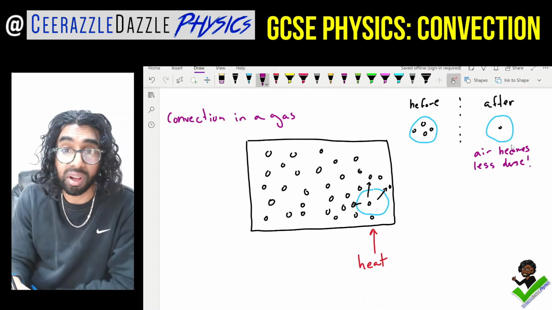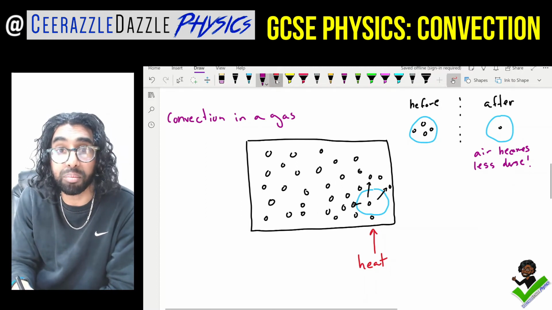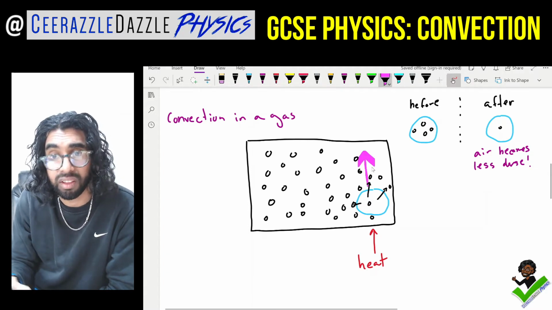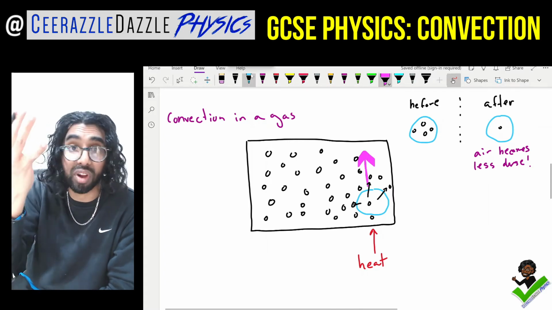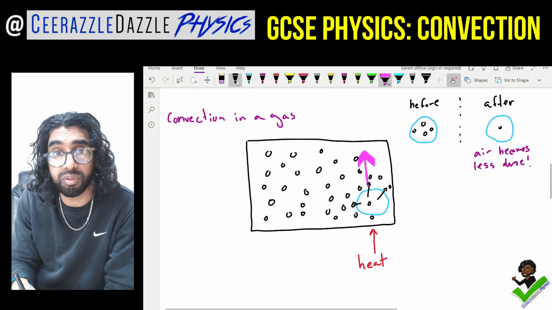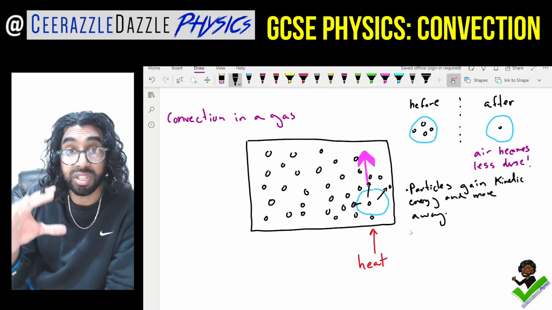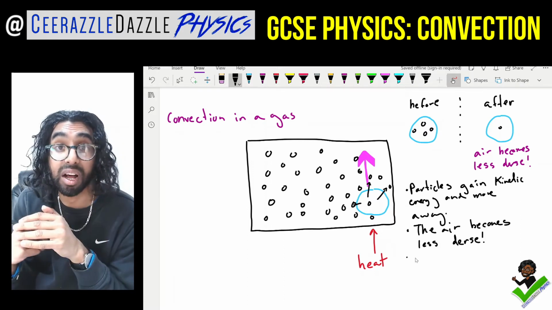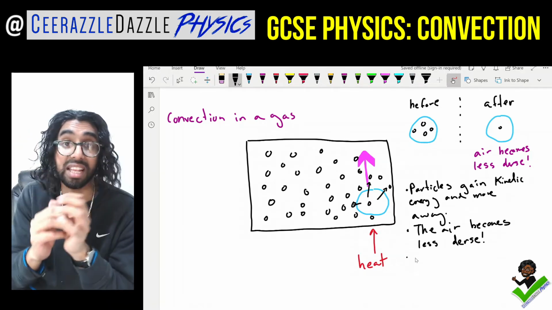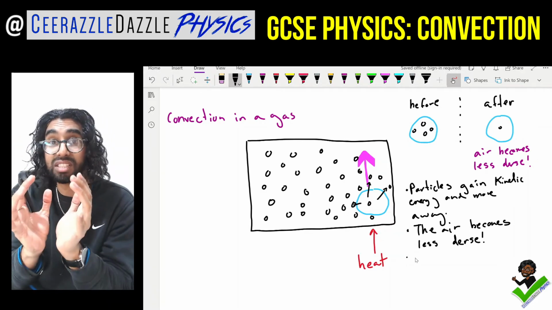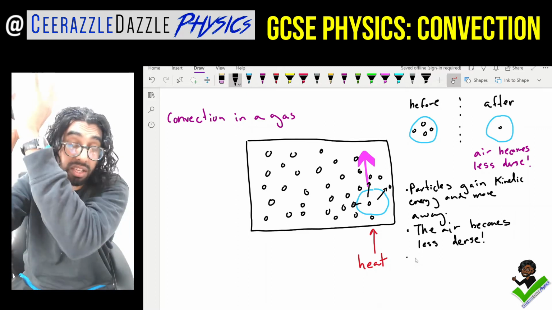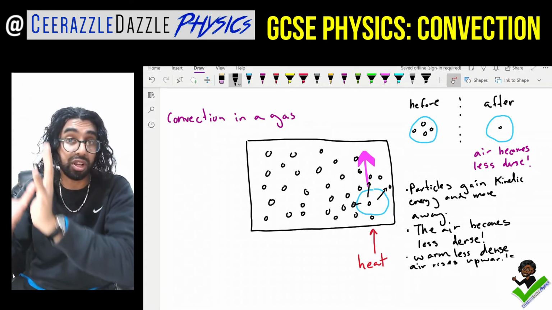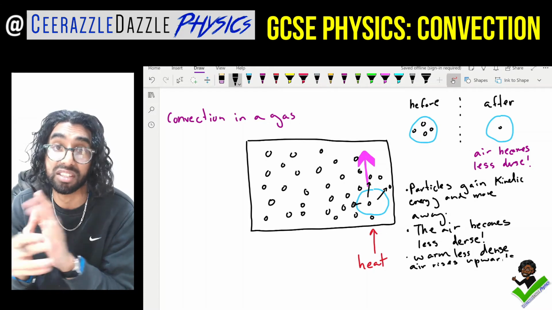What will actually happen? Well, this region of air will actually move upwards. I'm going to put an arrow over here. This region of air will move upwards. So the less dense air will rise upwards. Let's put it down in words before we move on. So from the top, particles gain kinetic energy and move away, but as they move away, the air becomes less dense, just that region over there. And if it becomes less dense, what's it going to do? Well, it's going to rise upwards. So the warm, less dense air rises upwards, and it now starts to move upwards here. The reason why is because it's less dense than the surrounding.